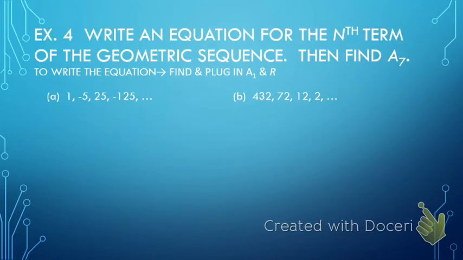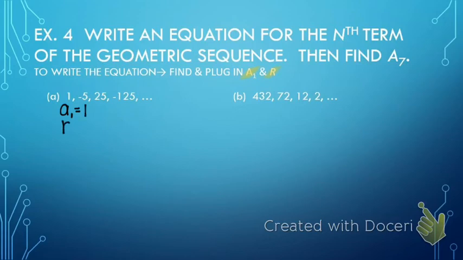Now look at example 3. It wants us to do two things. Write an equation for the nth term of the geometric sequence, then find a sub 7. So we got to write the equation first. Now, it's real simple. To write the equation, you find and plug in a sub 1 and r. So we're going to find the first term, we're going to find the common ratio, and we're going to plug them into that formula that we just highlighted. So let's start by identifying a sub 1 because that's the easiest thing that we're going to do today. What is a sub 1 in letter A? 1. The first term in the list is a 1, so a sub 1 is 1.